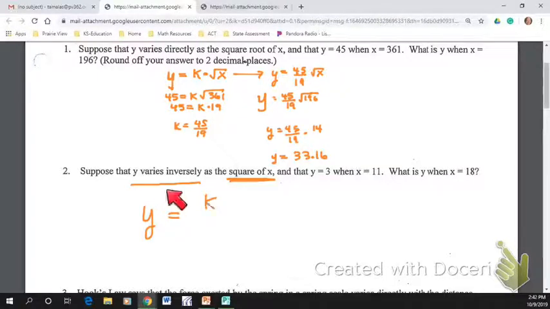Nope. It doesn't say directly. Inversely. Last one said directly. This one says inversely. Inversely means to divide instead of multiply. So when it says a direct variation, you multiply x squared. When it says the inverse variation, you divide. So I'm going to divide by x squared, not the square root of x, but x squared. So there's my little formula.